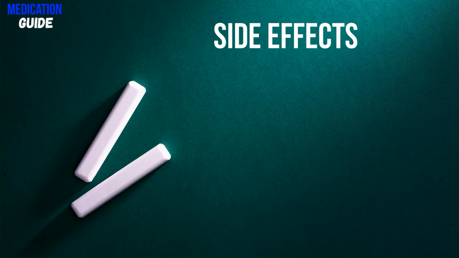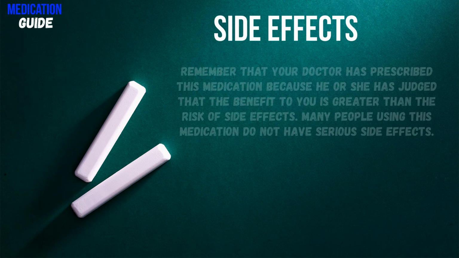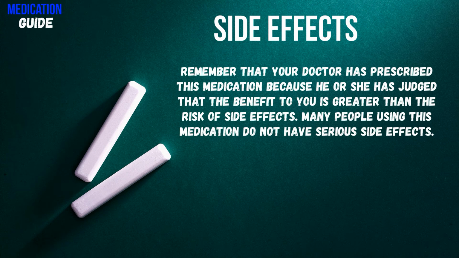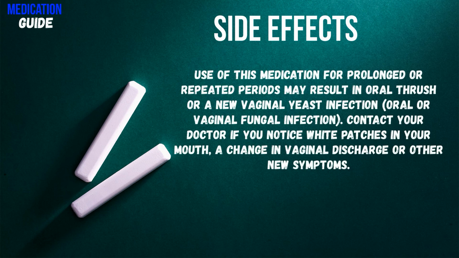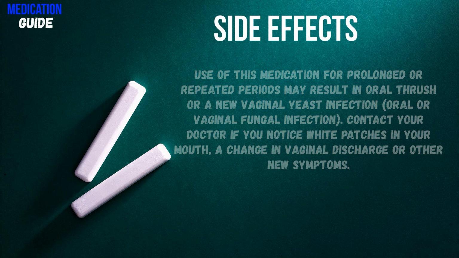Possible side effects that may occur with the use of amoxicillin include: remember that your doctor has prescribed this medication because he or she has judged that the benefit to you is greater than the risk of side effects. Many people using this medication do not have serious side effects. Use of this medication for prolonged or repeated periods may result in oral thrush or a new vaginal yeast infection. Contact your doctor if you notice white patches in your mouth, a change in vaginal discharge or other new symptoms.